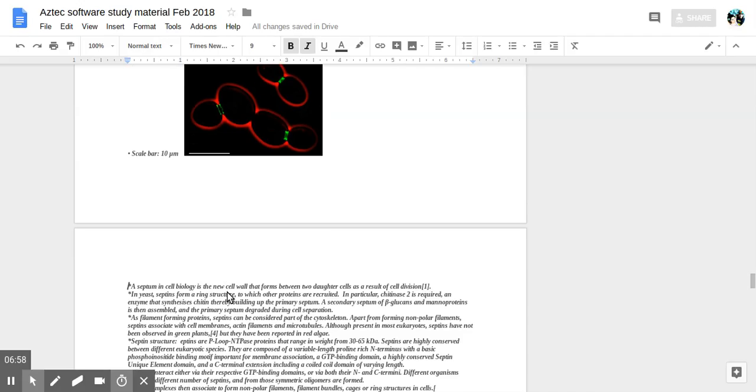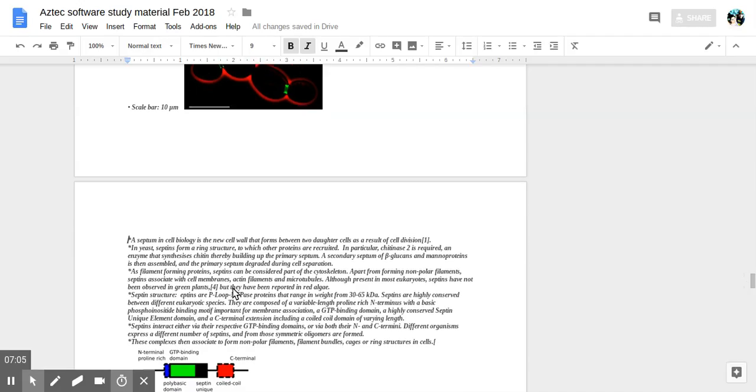As a filament-forming protein, septins can be considered part of the cytoskeleton. They form nonpolar filaments. They associate with the cell membrane. They interact with actin filaments and microtubules. They're present in most eukaryotes. Septins haven't really been observed in green plants, but they have been reported in red algae. Septin structure: septins are P-loop NTPase proteins ranging in weight from 30 to 65 kilodaltons. Septins are highly conserved between different eukaryotic species.